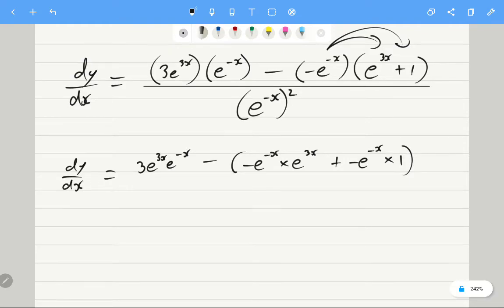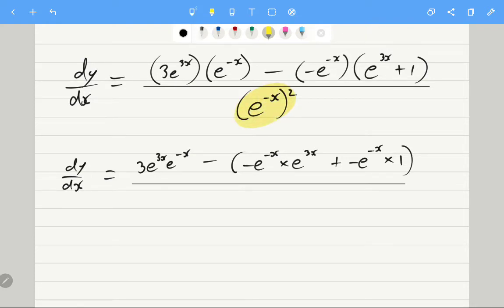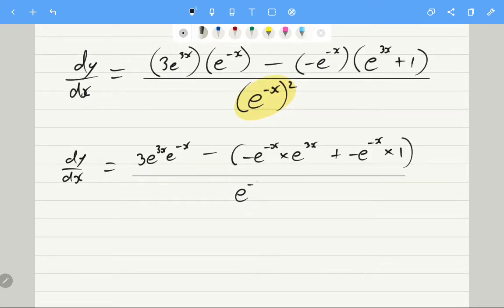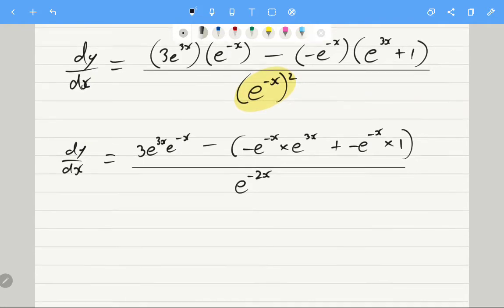Alrighty, and this is going to be all over. Okay, well, this bottom part down here, let's have a think. We actually have an index law that deals with brackets of powers, and the answer is multiplication. So we're going to get e to the minus x times 2, or minus 2x. Okay, now let's start dealing with the top.